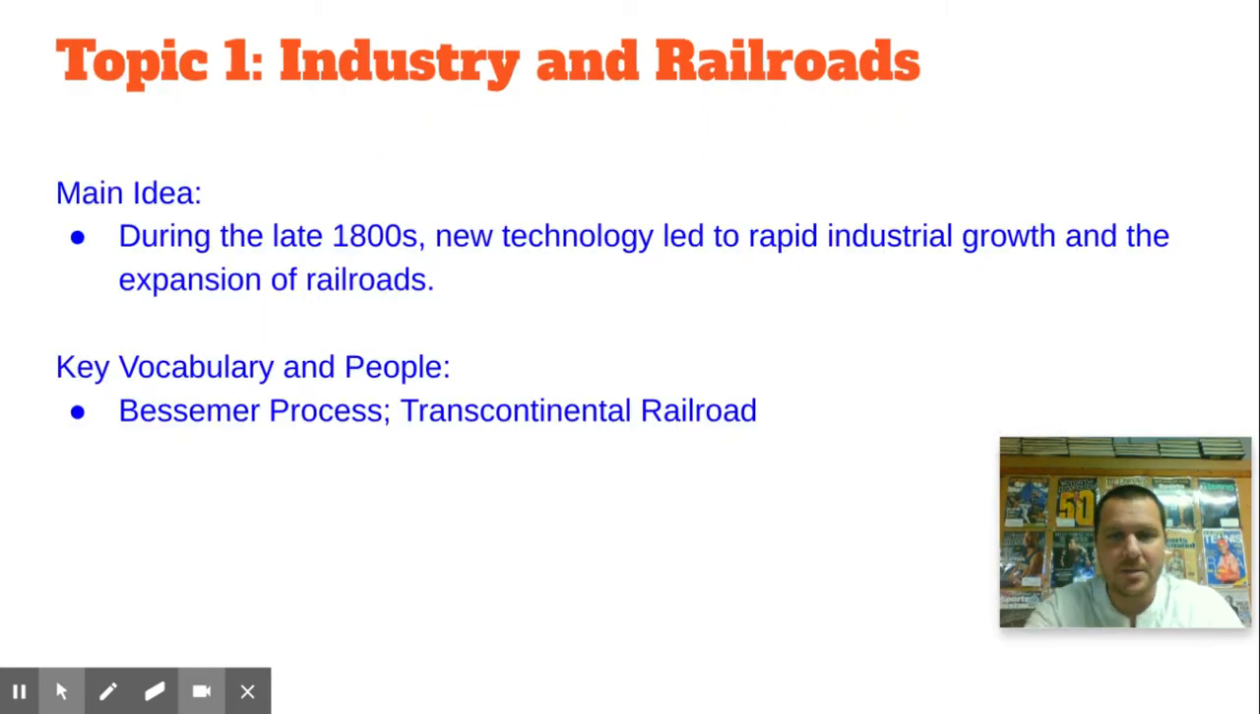So the first topic is on industry and the railroads. You may want to jot down the main idea and the key vocab and people, or you can just look on your assignment sheet where that information is also listed. But I'm going to go ahead and read the main idea. During the late 1800s, new technology led to rapid industrial growth and the expansion of railroads. So we're going to look at that here over the next couple of minutes, how new technology led to rapid industrial growth and the expansion of the railroads.